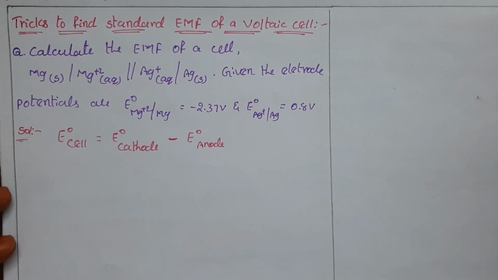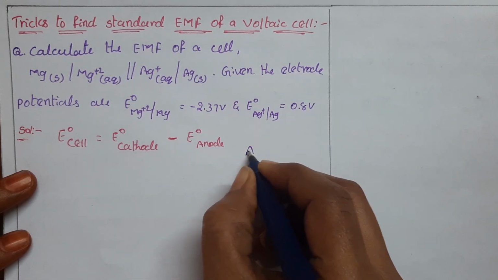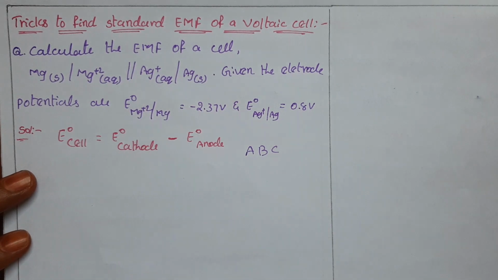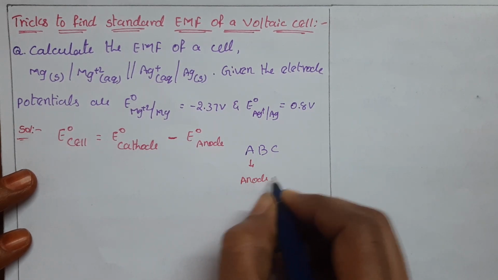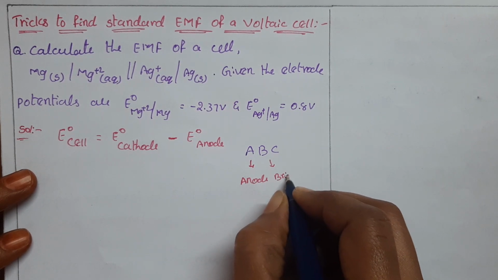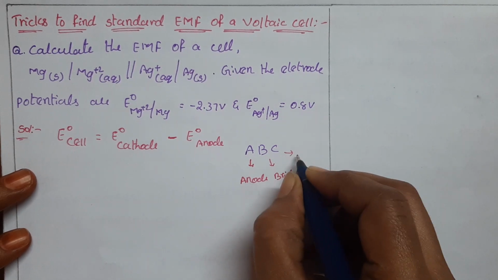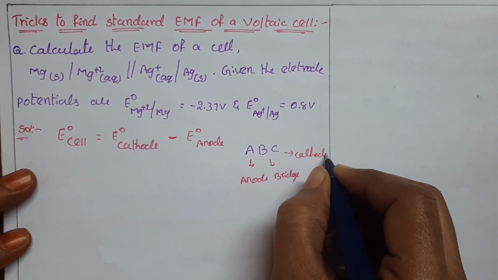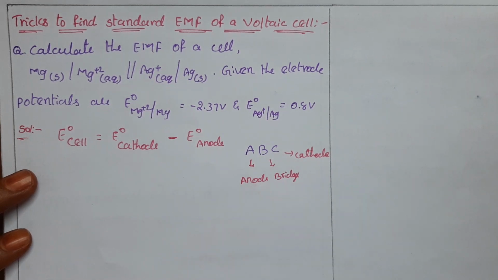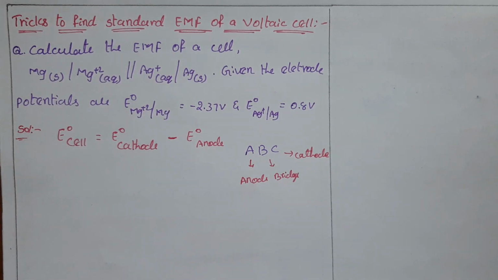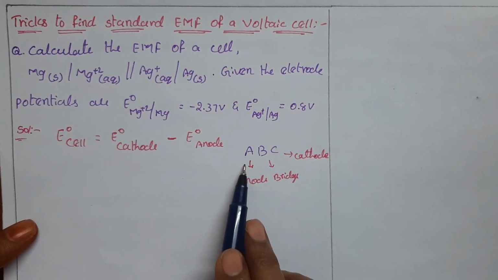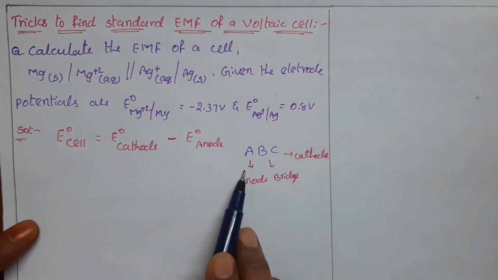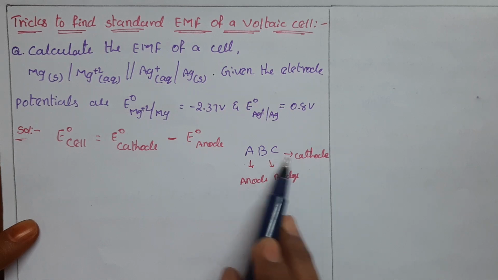To identify that, I am going to give the trick as the ABC trick. In this ABC trick, A means anode, B means bridge, which is nothing but the salt bridge, and C means cathode. Just remember this ABC trick to find the standard EMF of a Voltaic cell. A is anode, B is bridge and C is cathode.